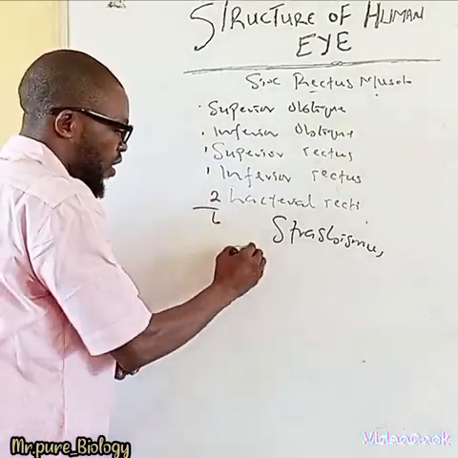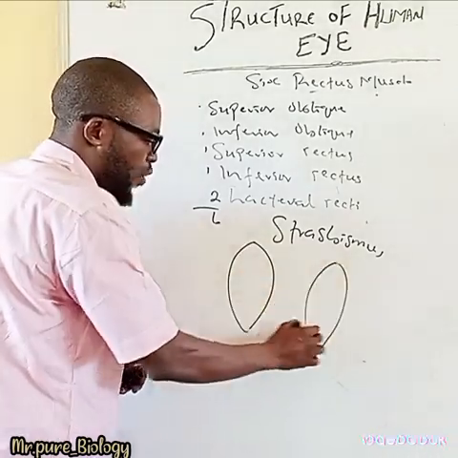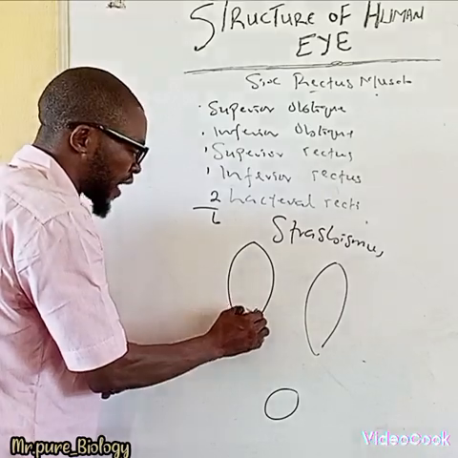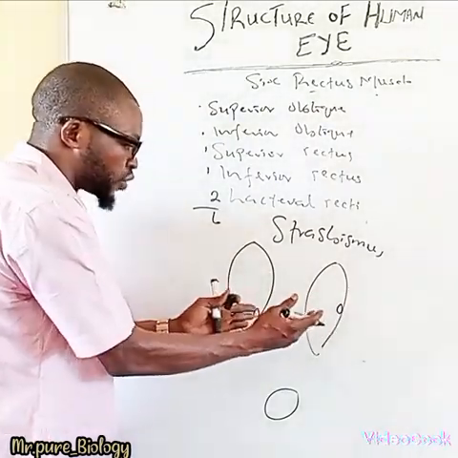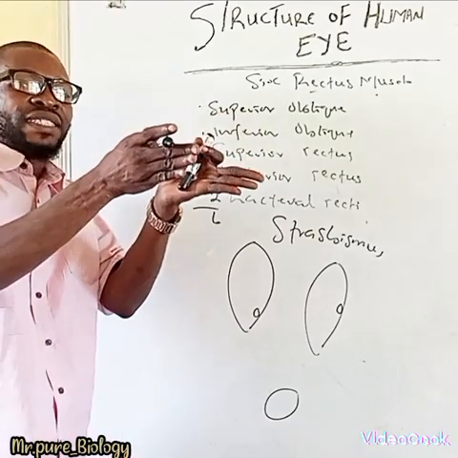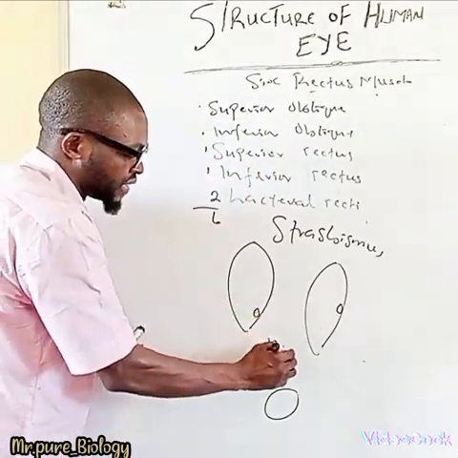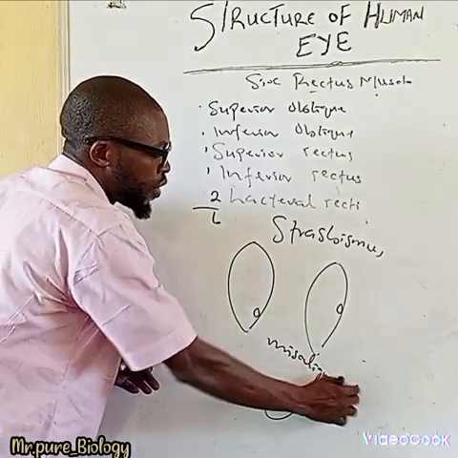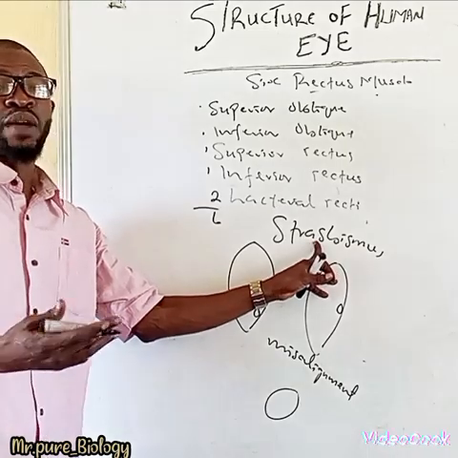For instance, let's say this is a particular eyeball, and this is another eyeball. When they are trying to focus on this particular object, one eyeball can stay here, while the other one stays there, instead of them coming together to look at the object at a time. This is what we call misalignment of the eyeball. So misalignment of the eyeball is what we refer to as strabismus.